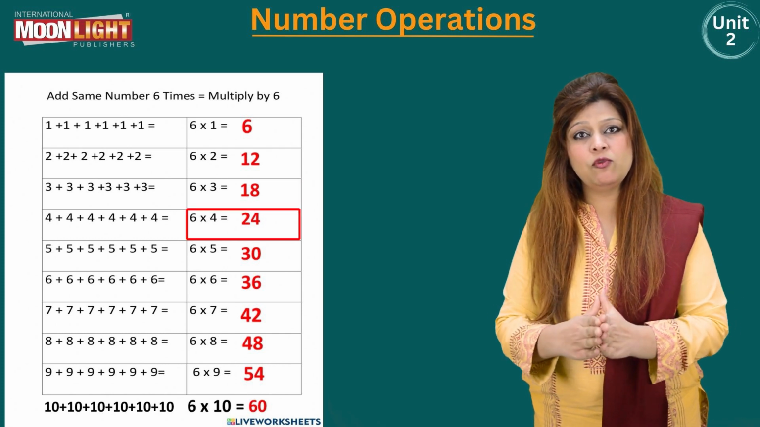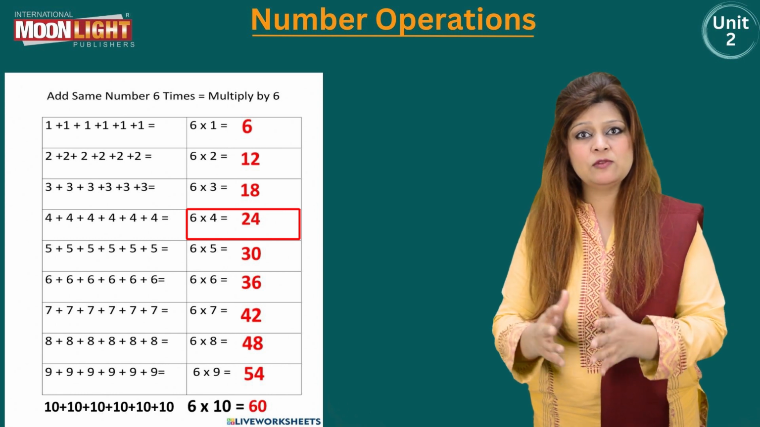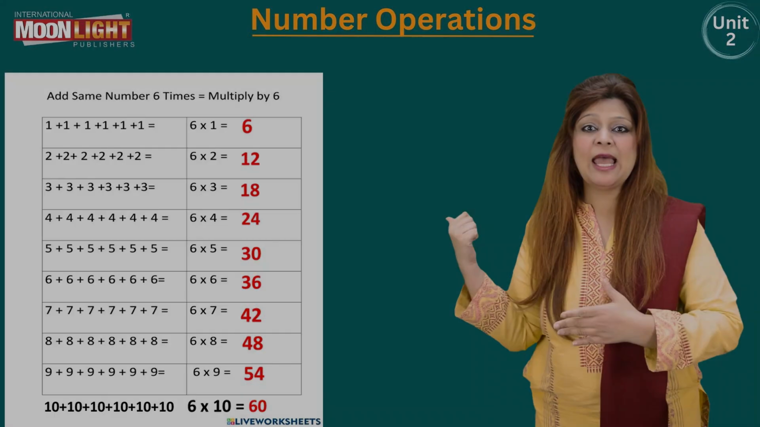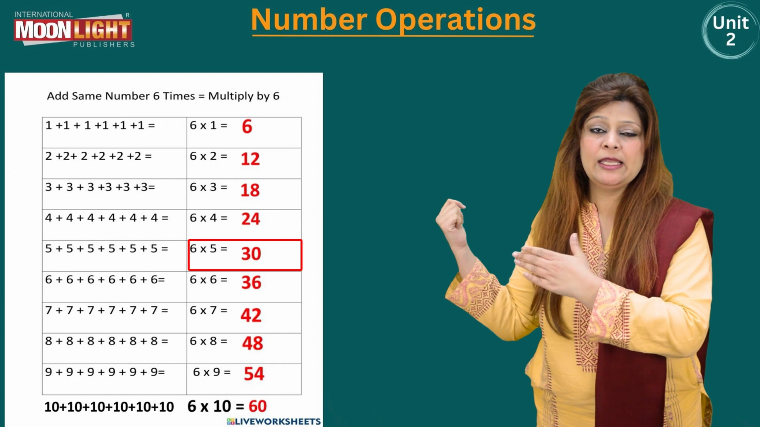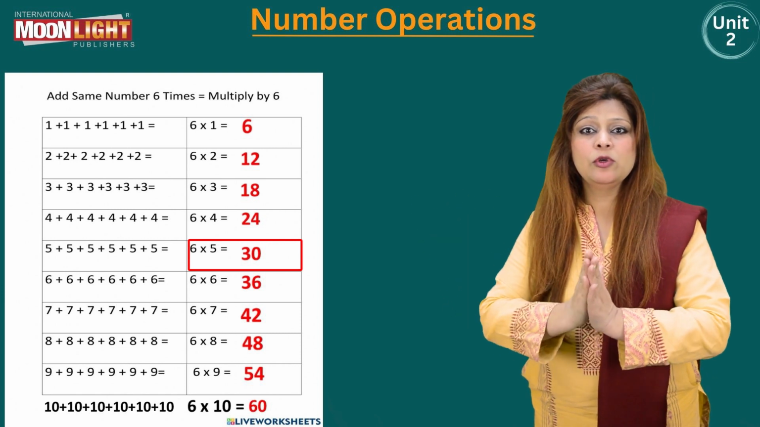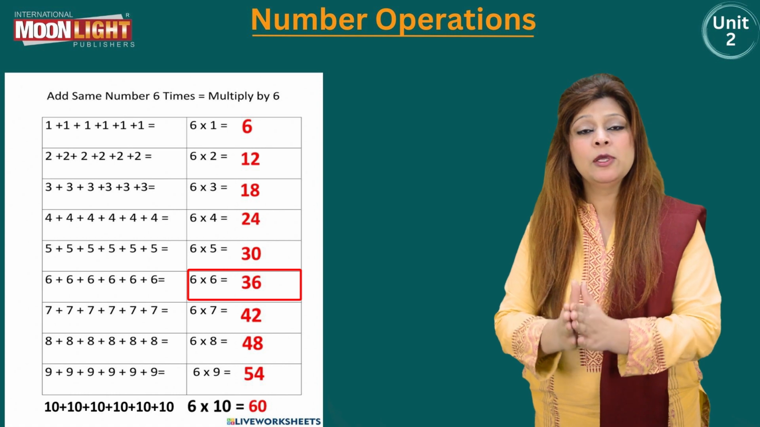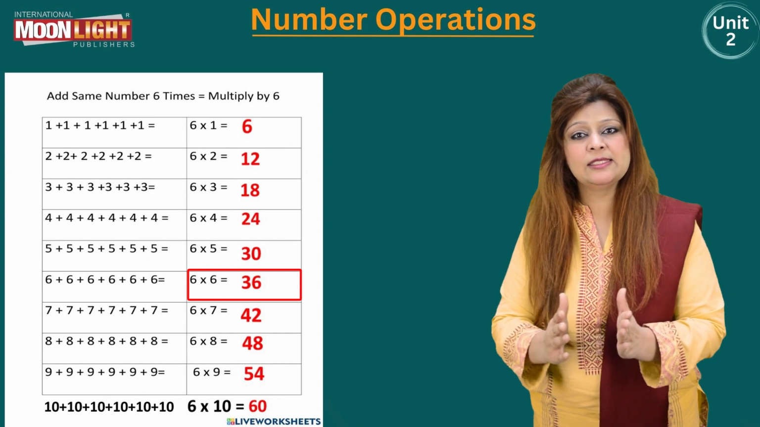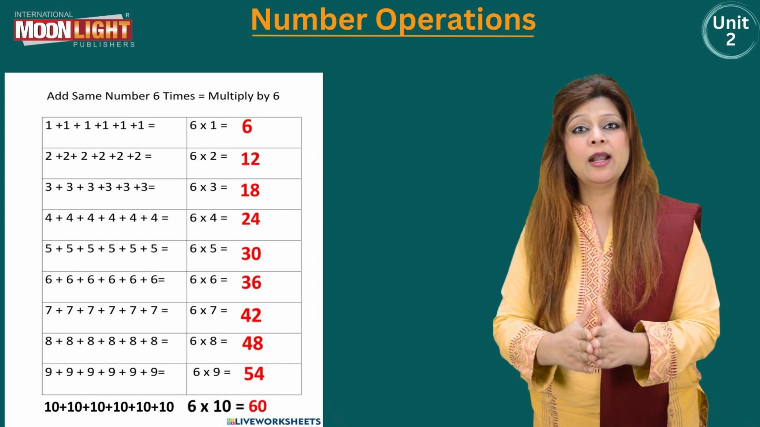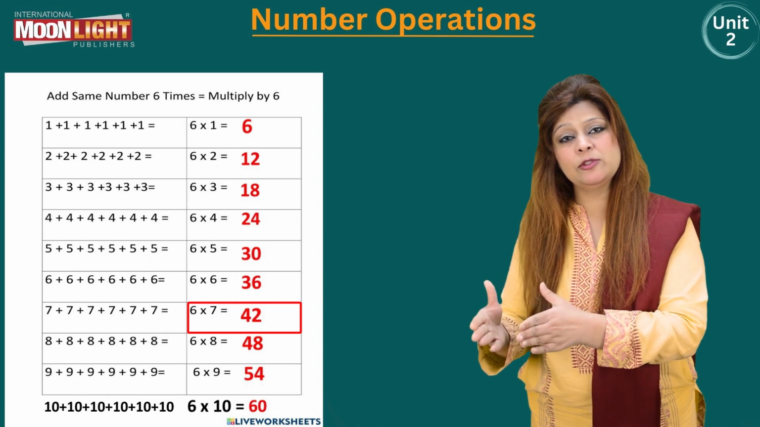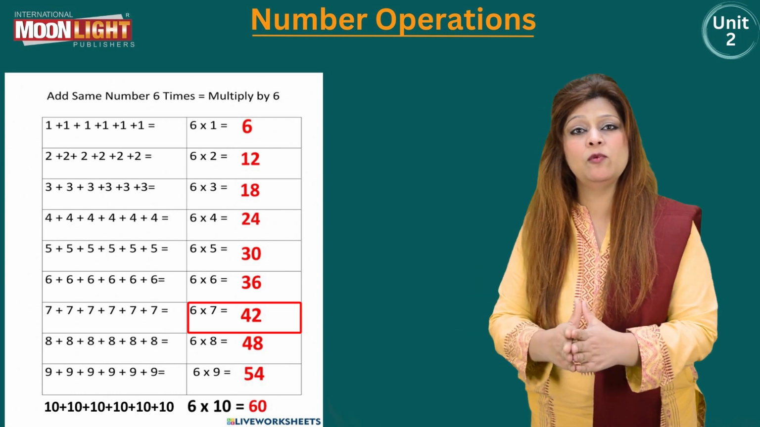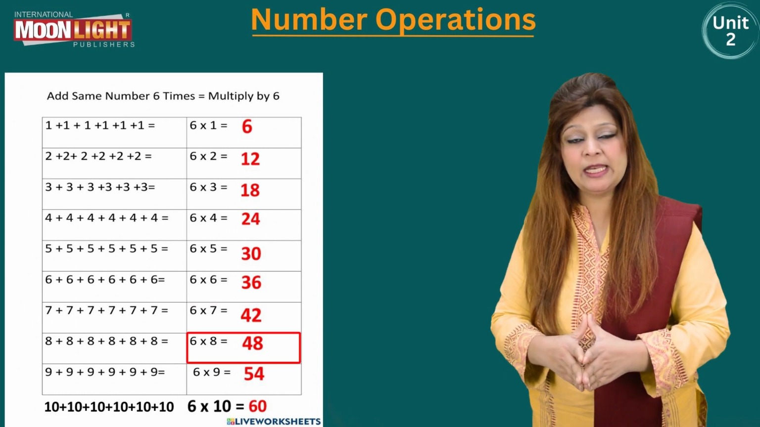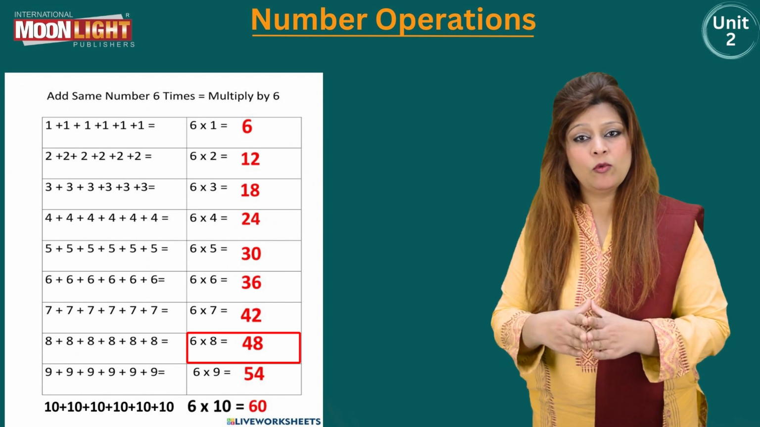Now my dear students, 6 4's are 24 as well as 4 6's are 24. Now you can see that 5 6's are 30 is the same as 6 5's are 30. 6 6's both are the same, so I can say 6 6's are 36 both ways. Now 6 7's are 42, and in the same way 7 6's are 42. Now 6 8's are 48, and in the same way 8 6's are 48.